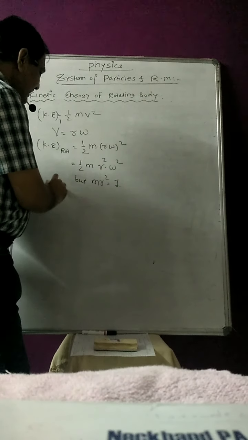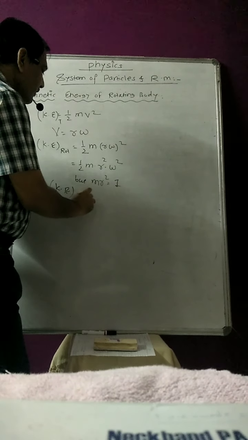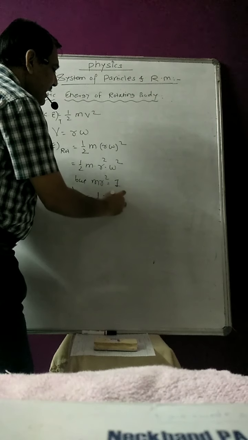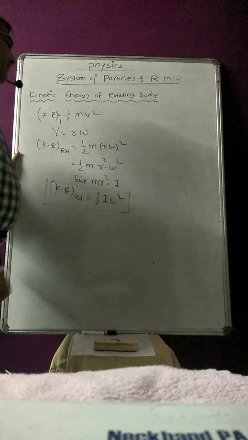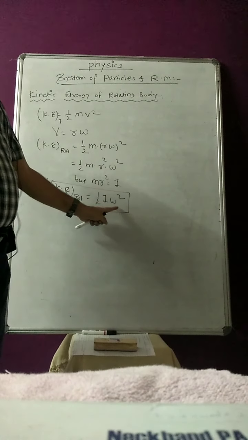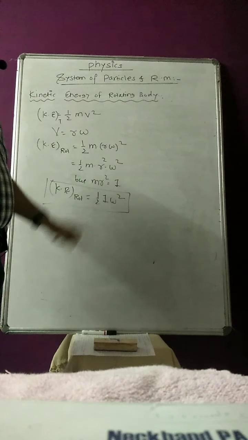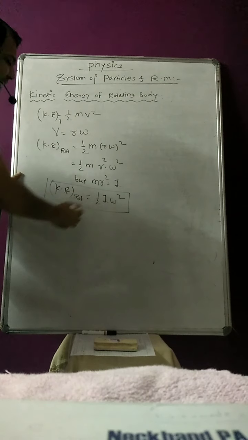Therefore, kinetic energy of a rotating body can be calculated by using the formula 1/2 I omega square. That is the formula for kinetic energy of a rotating body, where I is the moment of inertia and omega is its angular velocity.